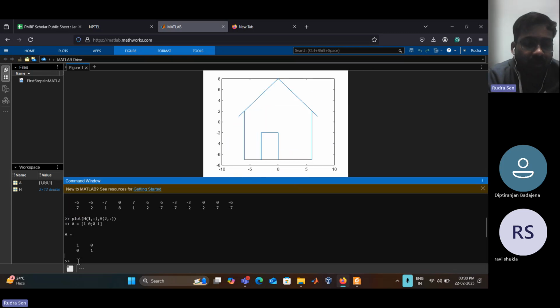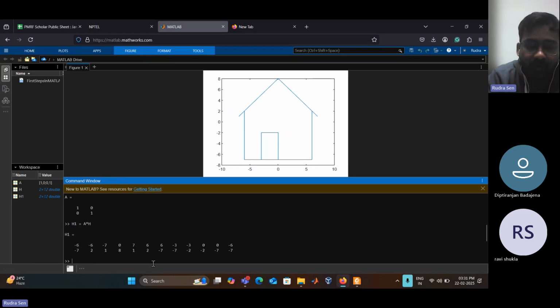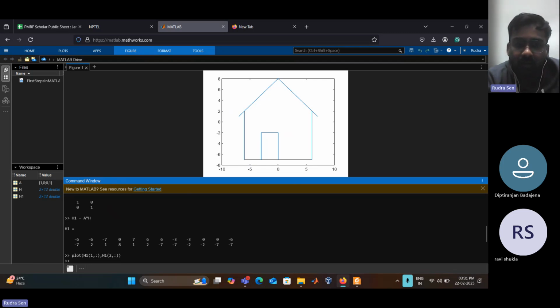Now if we do the transformation, the transformed matrix is H1, which is A multiplied with H. That means I am multiplying each column vector with A. So I get the same result, and if I plot H1, the view is the same. The house is basically the same.